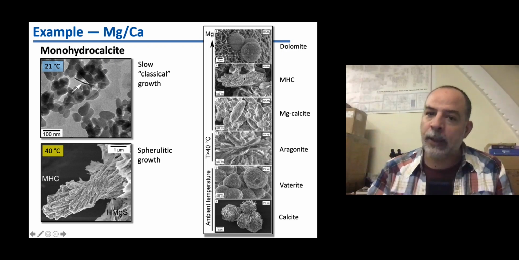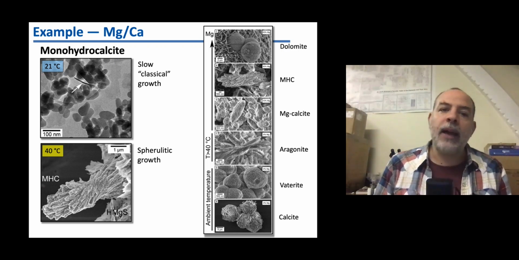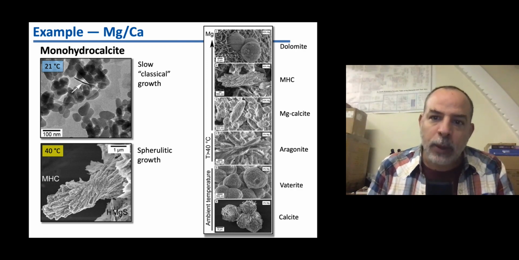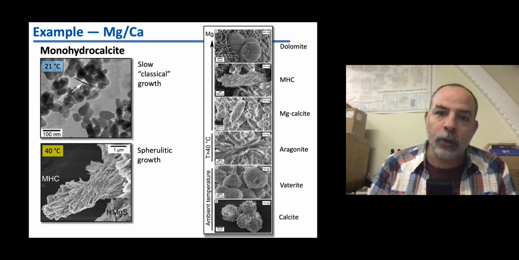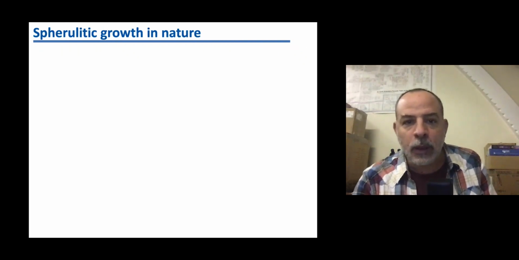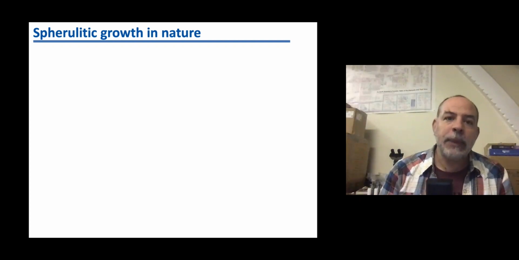And this is happening because we have provided enough temperature to break down the amorphous phase very quickly and to promote spherulitic growth by rapidly increasing supersaturation levels in solution. Okay. Does this happen in nature?